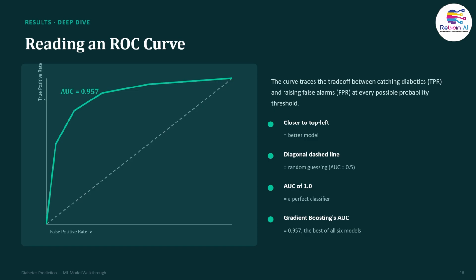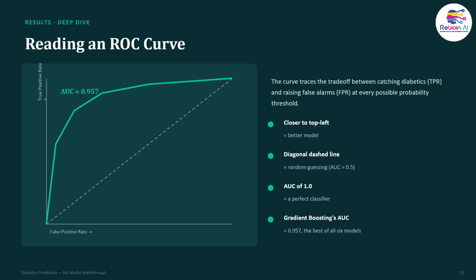Now let's talk about how to actually read this ROC curve, since it's one of the most useful and most commonly used charts in classification. The curve traces the trade-off between catching diabetics, the true positive rate, and raising false alarms, that is the false positive rate, at every possible probability threshold at once, not just the default 0.5 cutoff.